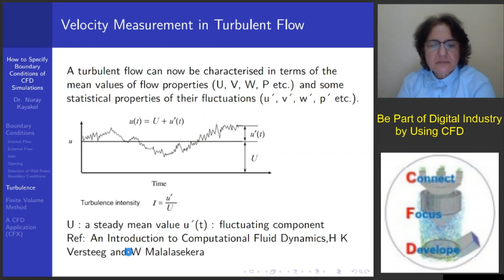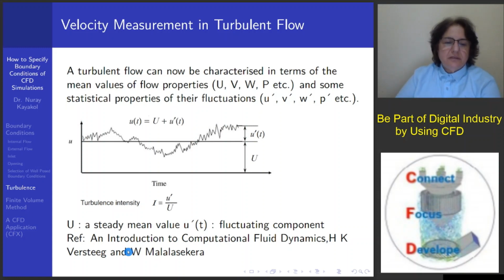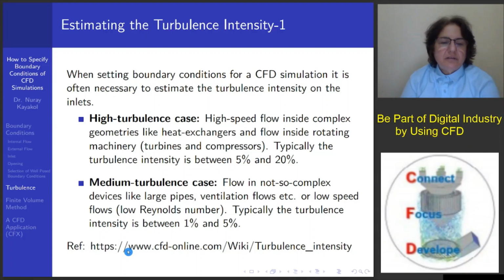Let's see. This is another screenshot from the CFD textbook I suggested. You see the velocity versus time plot. You see the instantaneous values of velocity. It fluctuates around the mean value. If you add the two of them, you will get values of velocity with respect to time. So turbulent intensity is defined as the fluctuating values over the mean velocity. So the program will ask you whether your case is high turbulence, medium or low turbulence.